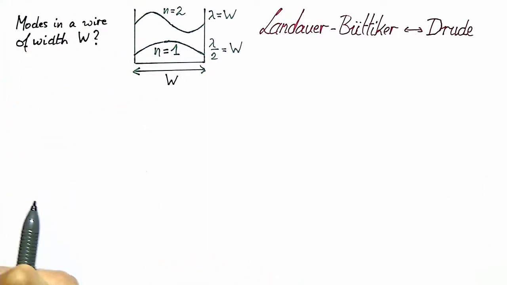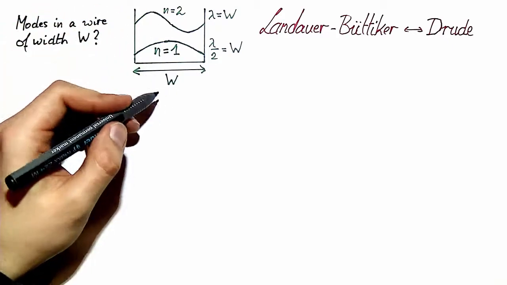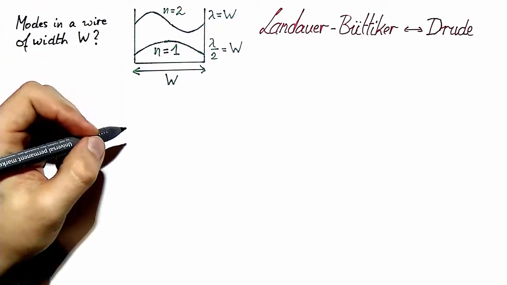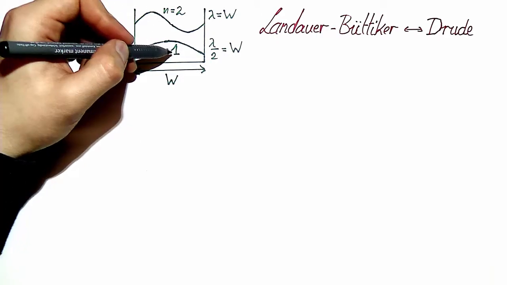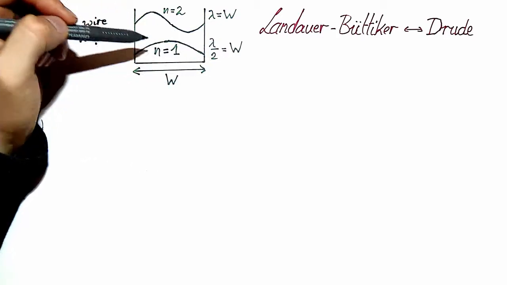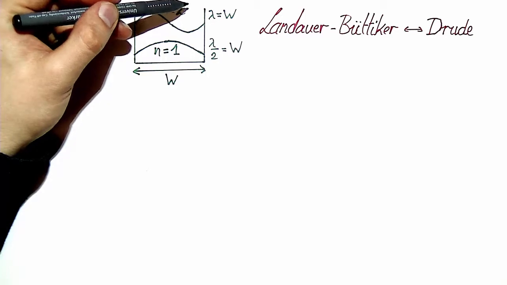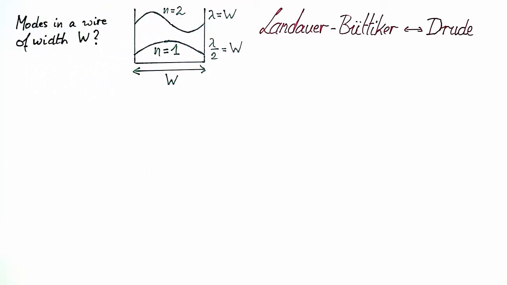For this, we will use an analogy or an approximation of the conductor by an infinite well of the same width, a problem which can be solved exactly. And you probably know that you find a ground state with a wavelength equal to twice the width. The first excited state has half the wavelength, and so on.